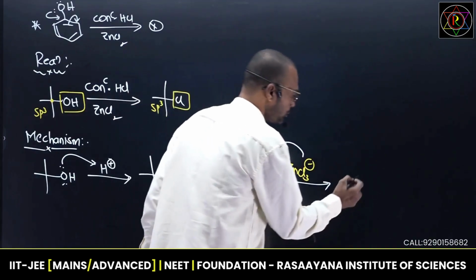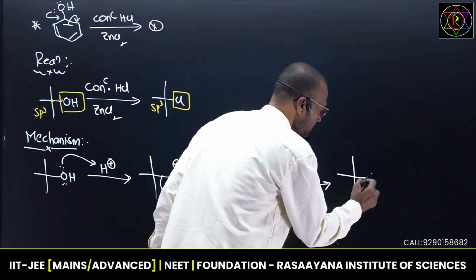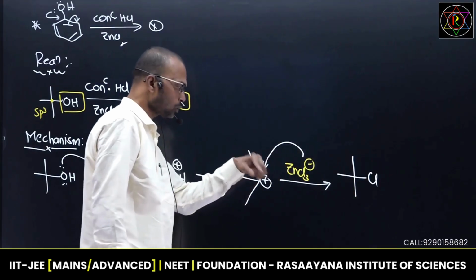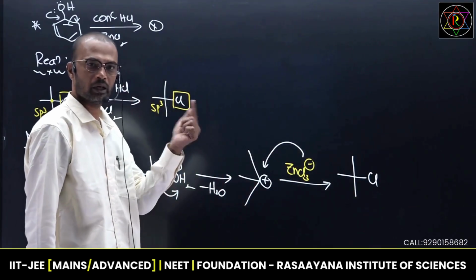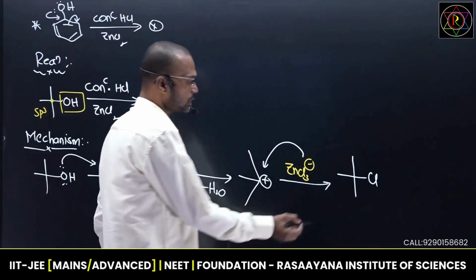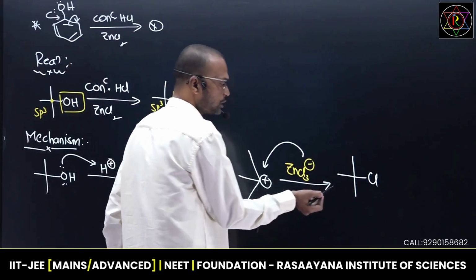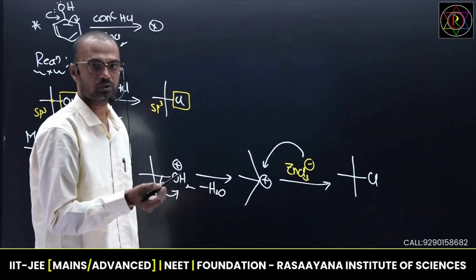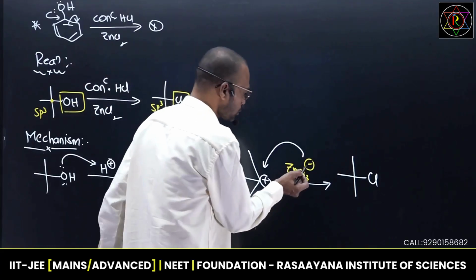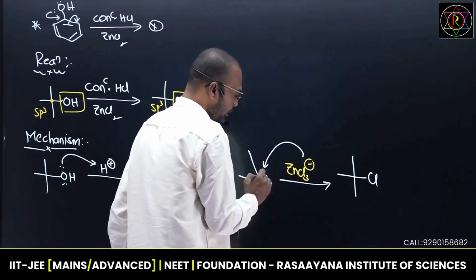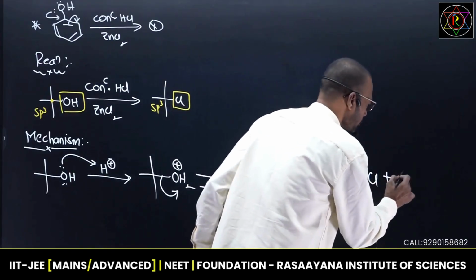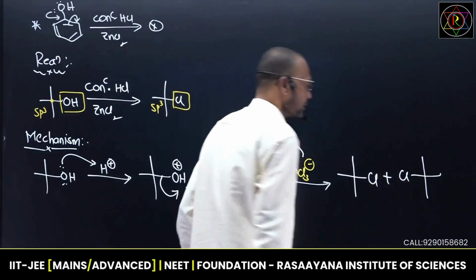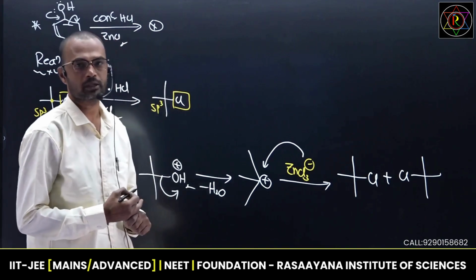So if you attack from above or below the plane, your answer remains the same. Don't think that if I write chlorine on the left side, it will be a reverse configuration, because this is not a chiral center. If it is a chiral center, you will get two different orientations of products. So if this chlorine attacks from above, you will get chlorine on the right side, and if it attacks from the left side, you will get chlorine on the left side. But these two are indistinguishable, both are the same.